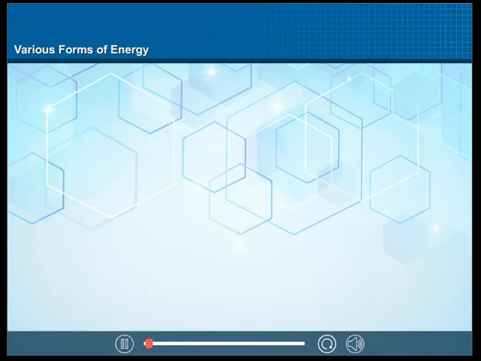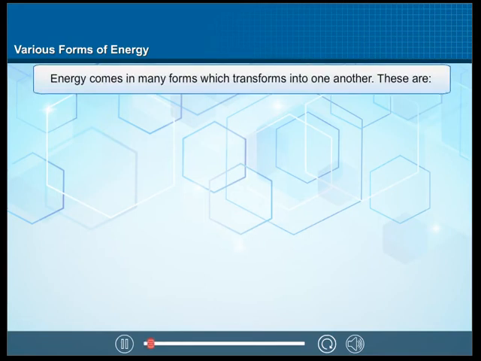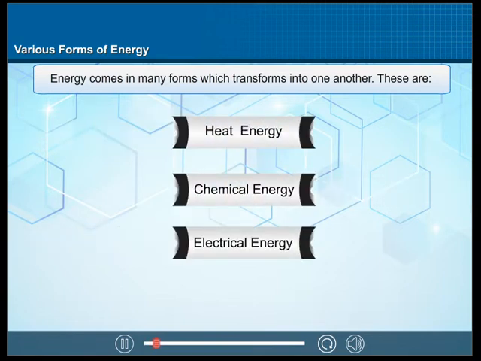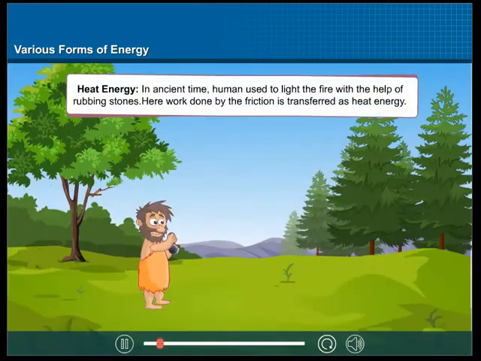Forms of energy. Energy comes in many forms which transform into one another. These are heat energy, chemical energy, electrical energy, nuclear energy. Heat energy. Let us take an example for better understanding.